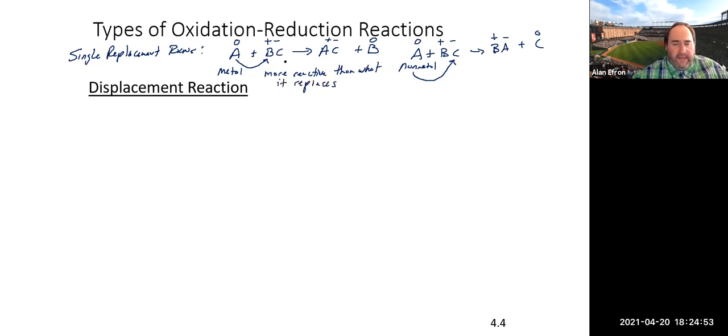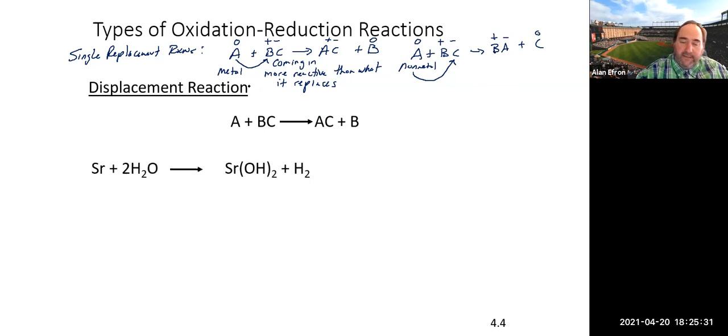So whatever is coming in needs to be more reactive than what it replaces. If it's not, then that reaction will not take place, and you'll get no reaction at all. Now, even though we have this sub-classification happening here, again, under the big umbrella of redox are single replacement reactions. You could get very specific about what is happening in terms of the replacement, sometimes referred to as displacement.